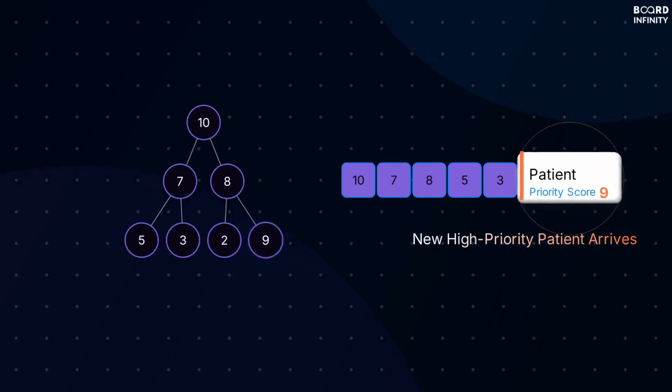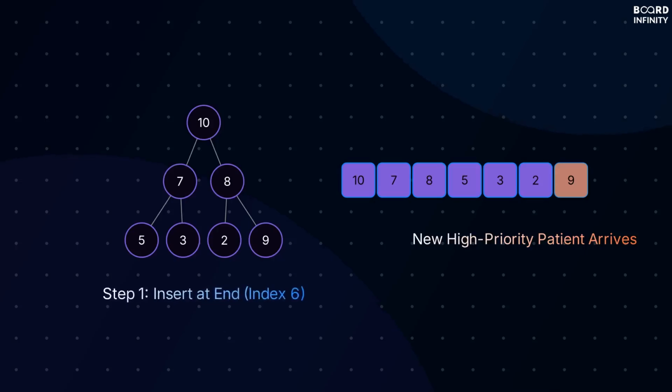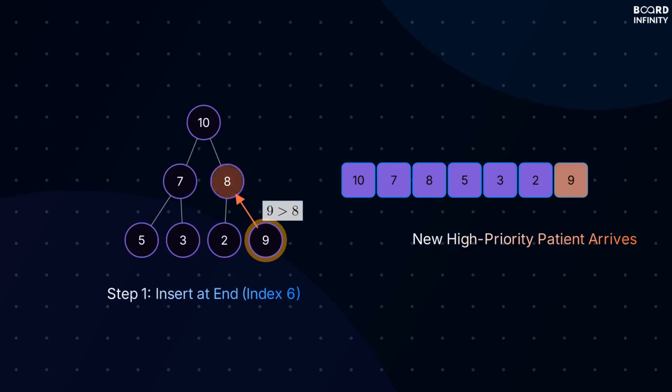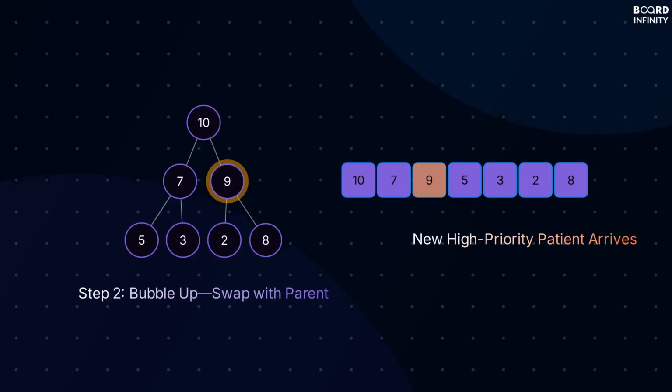When you insert a new element, you place it at the end of the array, the bottom right of the tree. Then bubble it up by comparing it with its parent. If the new element has higher priority than its parent in a max heap, you swap them. You repeat this process until the heap property is restored. This is called bubble up, and it takes log n time because the tree height is log n.